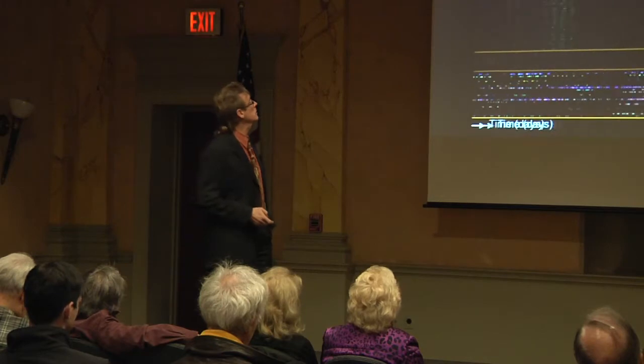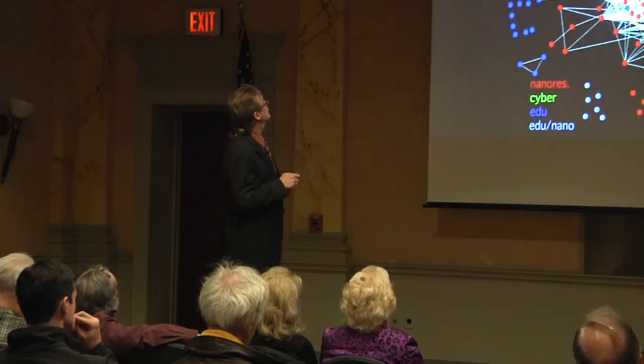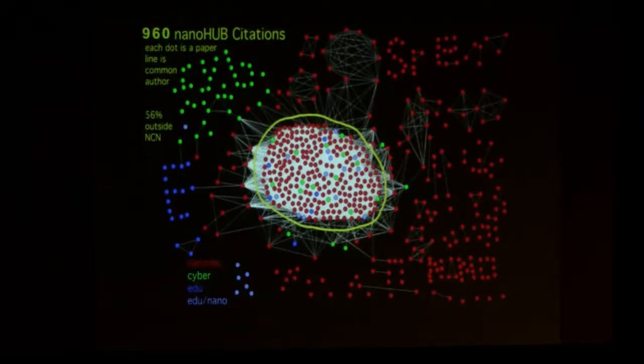So you look at the literature, and we can now identify some 960 publications in the scientific literature that cite nanoHUB as a resource or as a reference. And so each paper is a dot here. Color means something. I spelled it out for you here. The red ones are nano. The green ones are cyber. These are papers now on cyber infrastructure. There's now papers that discuss on how to use nanoHUB for education.